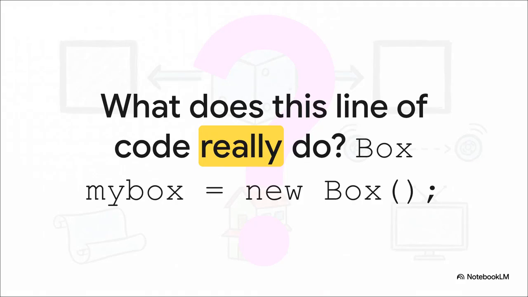All right, take a look at this. Box myBox = new Box(); You've typed this or something like it a million times. But what is actually going on under the hood? It looks like one simple, single action, right? Well, it's not. It's actually two very distinct steps happening at once. And understanding those two steps is the absolute key to mastering how Java deals with objects.